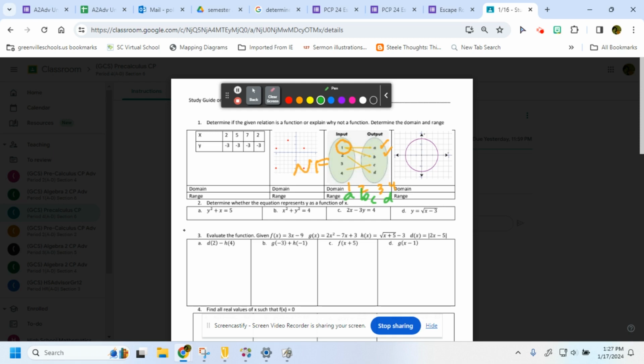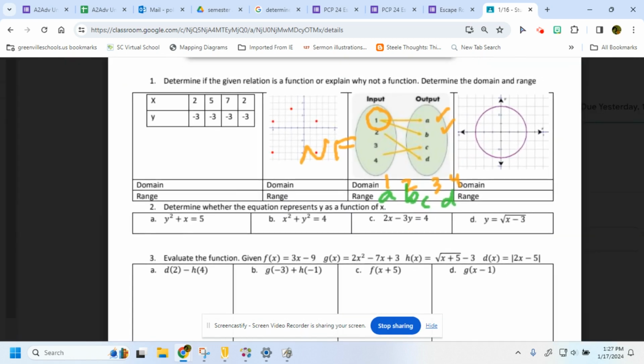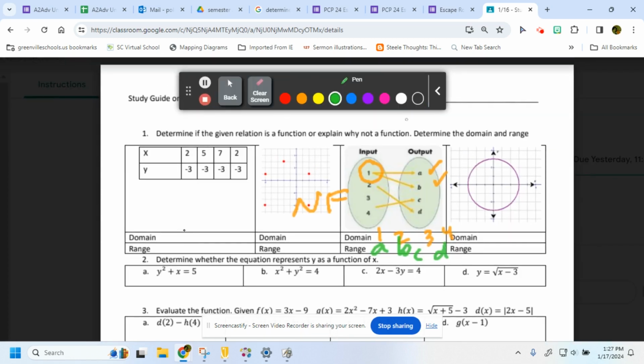Here, the vertical line test. So you need to zoom it again here. If you apply the vertical line test here, it crosses 2 points. So it's not a function again.